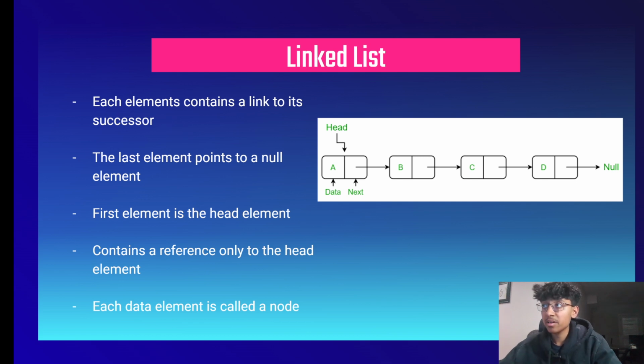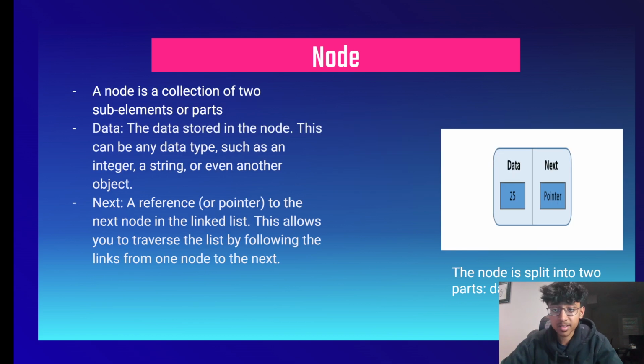Now, let's talk about a node. A node is the building block of a linked list. Each node consists of two primary components. One, the data, which is a value stored in the node, and two, the pointer, or the reference, which is a link to the next node in the list. For a doubly linked list, a node includes an additional pointer to the previous node, allowing traversal in both directions. Nodes are allocated dynamically in memory, making linked lists a flexible data structure for efficient memory management.